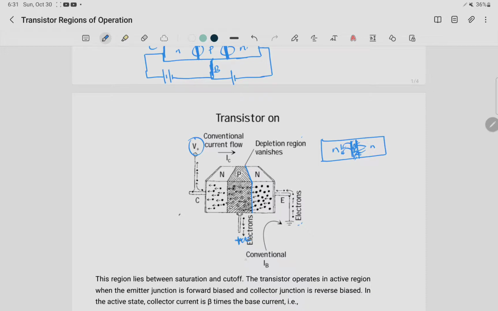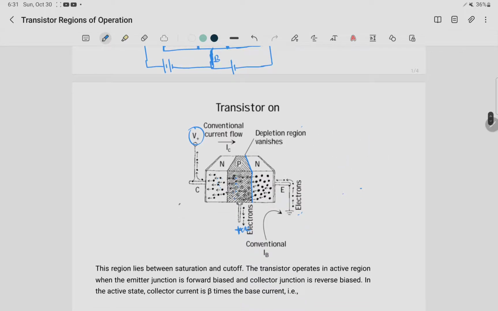So depending on how you increase your base voltage, as you increase your base voltage, you increase the number of electrons that are jumping to the collector side. So there's an equation that relates the collector current, which is this, to the base current. You're going to see that.